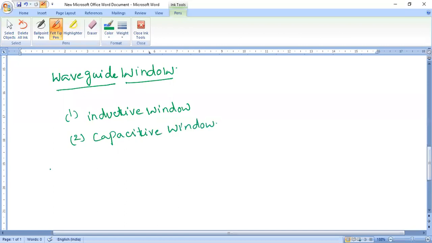Third one is resonant window. Resonant window.